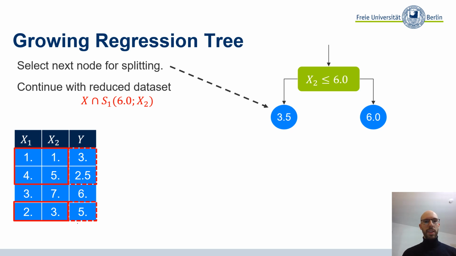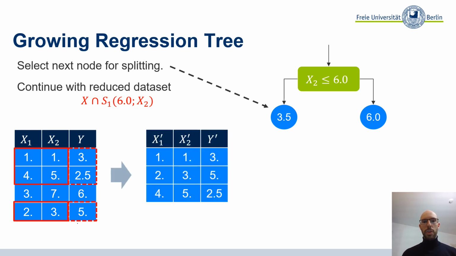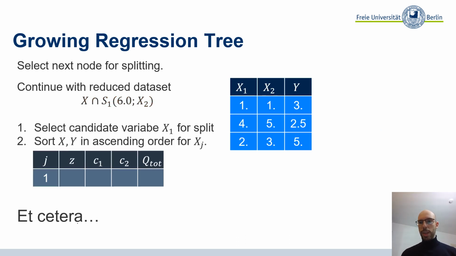So, okay, this data point goes in, this data point goes in, this data point doesn't go in because x2 is 7.0, which is larger than 6.0, and this data point goes in. Okay, so we end up with this new data set. And now we do the exact same thing that we did earlier. So we continue with our reduced data set, and now we select a candidate variable for performing our split.